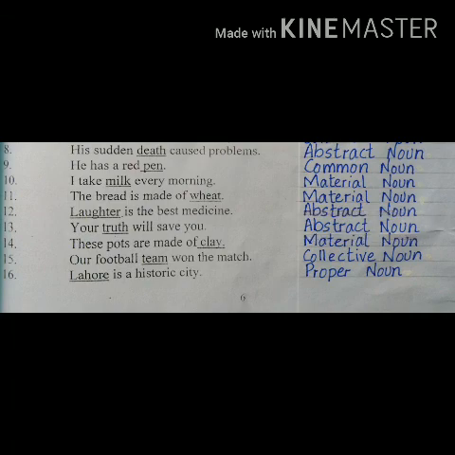Number 14. These pots are made of clay. What is a clay? It's a material noun. So write material noun in front of sentence number 14. Sentence number 15. Our football team won the match. Underlined noun is team. Team is a group of players. So write collective noun in front of sentence number 15.